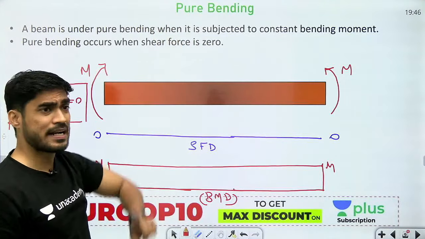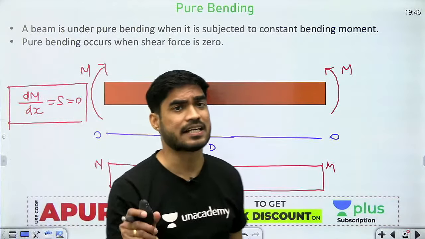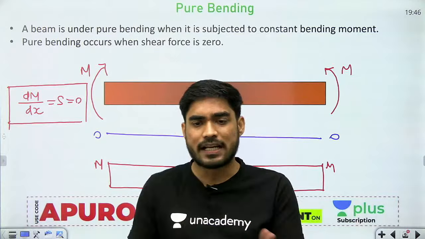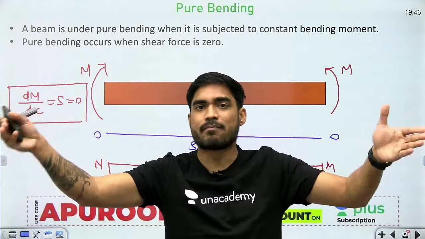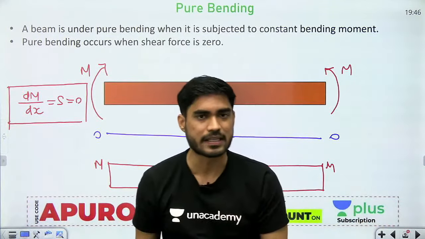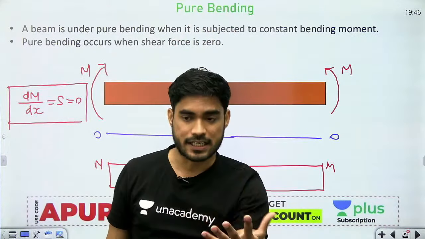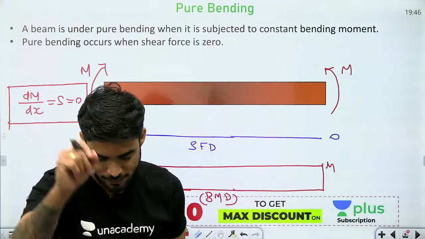Okay, so beta, pure bending is an ideal condition. Practically, you will never get pure bending throughout the beam, but we assume it so that we can derive the equation of bending. Is it clear to everyone?